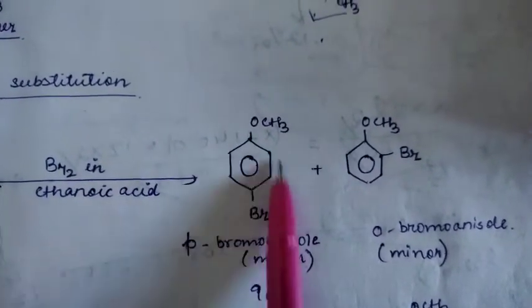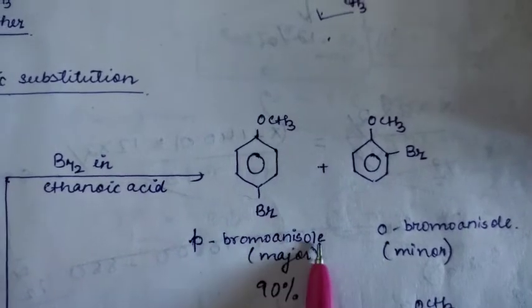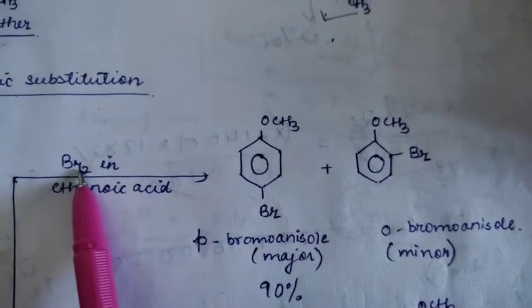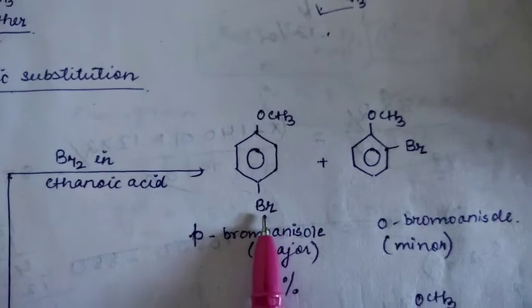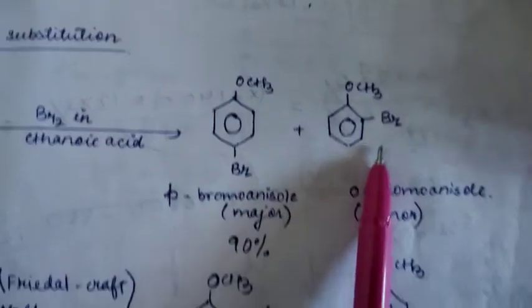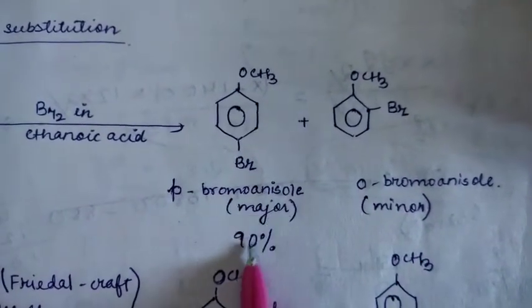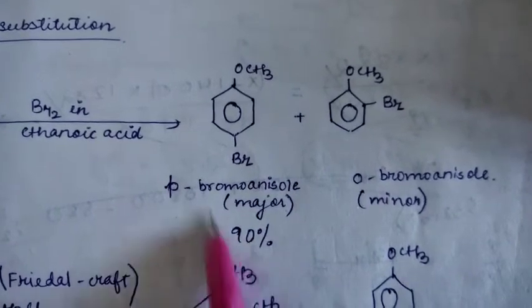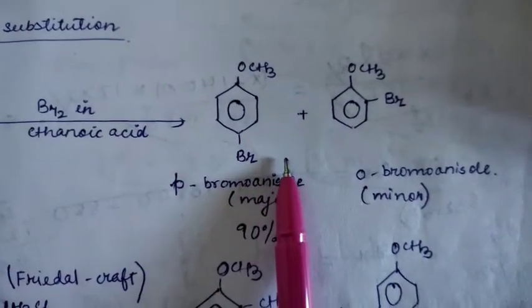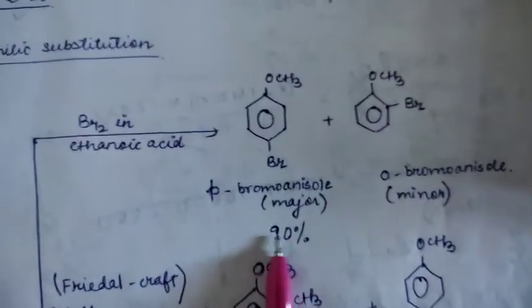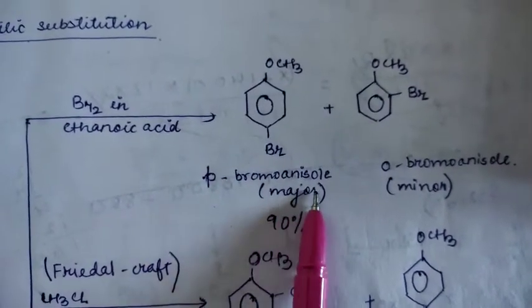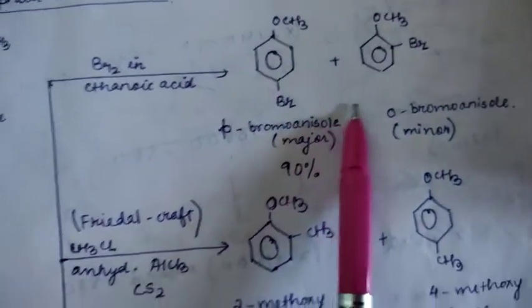So here you see this is the para bromo anisole. The bromine, the incoming electrophile, is attacking the para position and the ortho position, and this is the major product as it yields 90%. It will be present as a mixture, and in the mixture 90% is para bromo anisole. So this thing you have to remember.